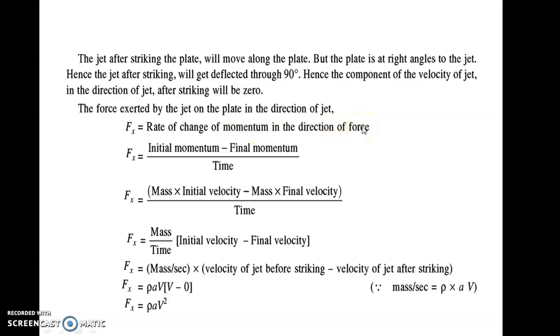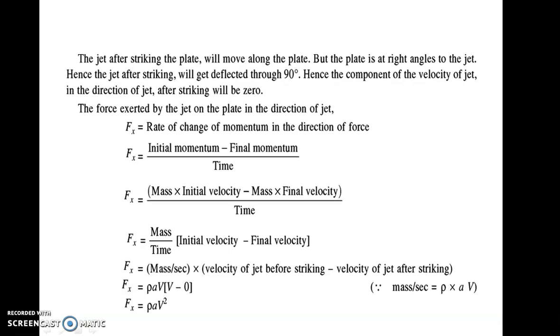So the rate of change of momentum is given by the initial momentum minus final momentum upon time. Hence the force is given by mass into initial velocity minus mass into final velocity upon time. Now here it is the force exerted by the jet on the plate. So the initial velocity is higher and the final velocity is lower. Hence the force is transmitted from the jet to the plate. Hence it is taken as initial momentum minus final momentum.